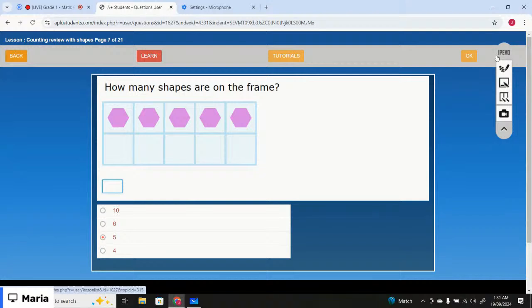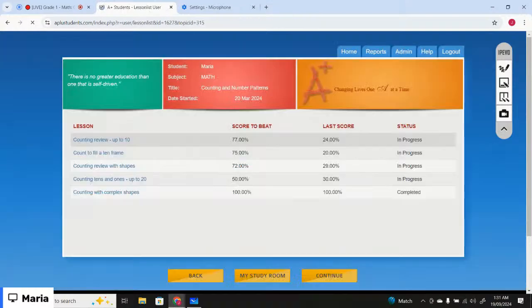Okay, you can complete the lesson by yourself later today. Let me just move on to the next lesson. The next lesson is counting tens and ones up to 20. So let's just start with the next lesson.